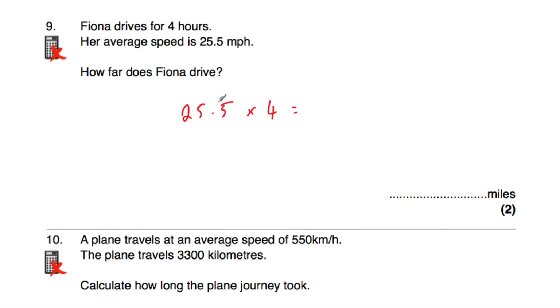Doubling 25.5 would be equal to 51, and doubling that would be 102. So it would be 102 miles. So she drove 102 miles, and that's it. Okay, let's look at our next question, question number 10.